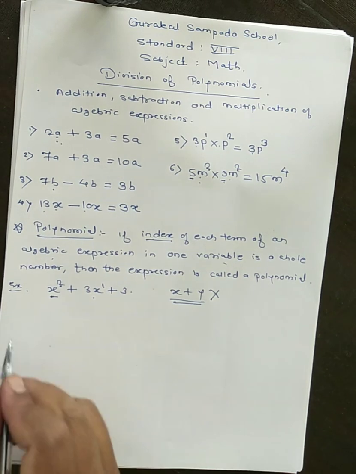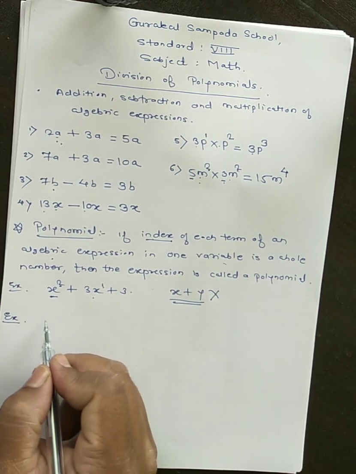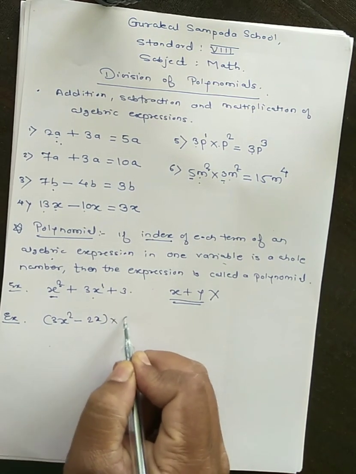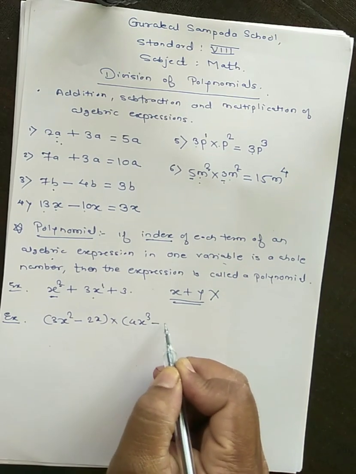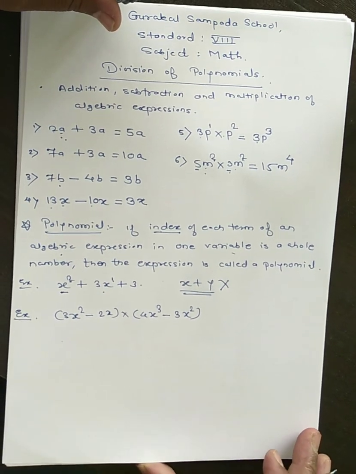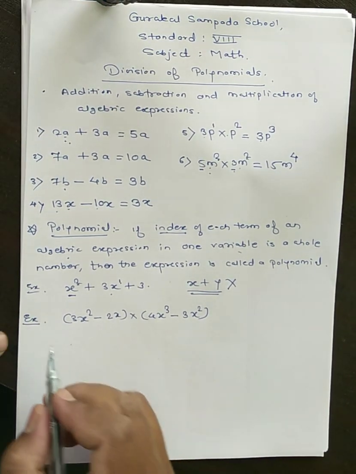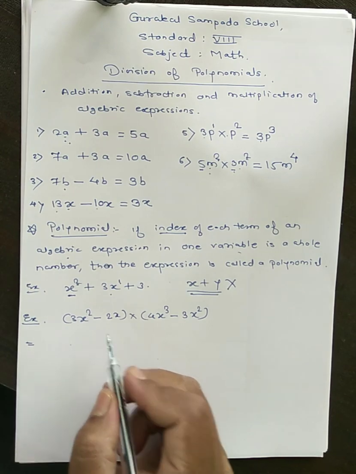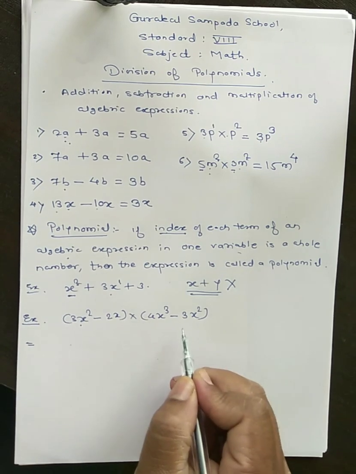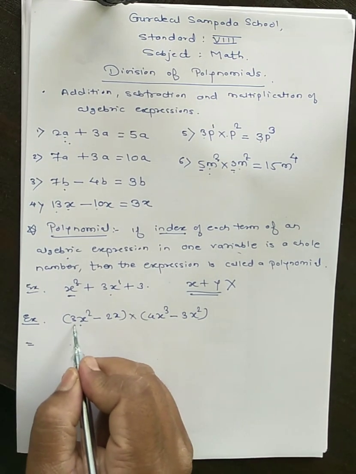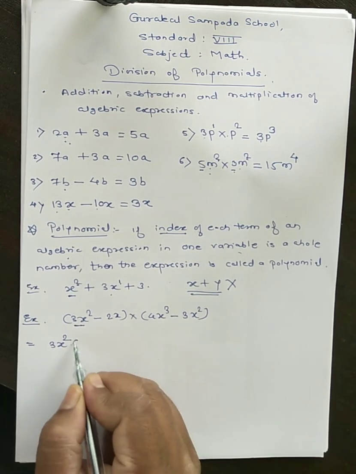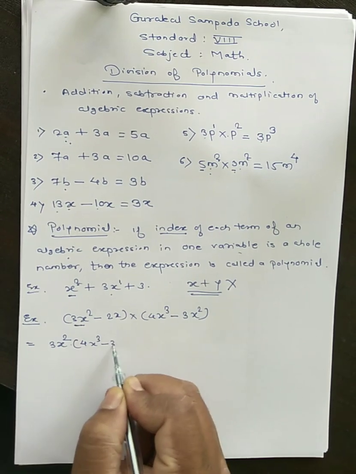Suppose here we consider one example, 3x square minus 2x into 4x cube minus 3x square. So here we have to carry out the multiplication. Always remember, when there is a multiplication of two brackets, the first bracket needs to multiply to the second bracket. So here the first term in the first bracket is 3x square, multiply it to the second bracket, 4x cube minus 3x square.